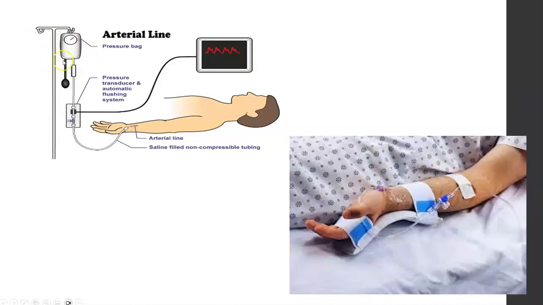So as you can see, there's a little pressure bag here, and they have the little transducer with the flushing system. The arterial line goes here, and it's connected to the saline tubing, and then the transducer is connected to the monitor. So with A-lines, the nice thing about them is you can draw arterial gases from here directly. There's usually a little stopcock on the arterial lines, and there's a way to turn the stopcock and then you can draw blood out of it.